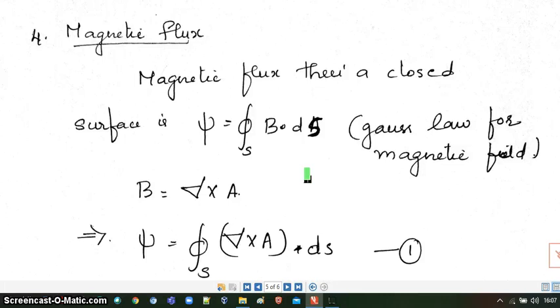Next we will see magnetic flux. This is similar to electric flux. Electric flux means electric field lines, and magnetic flux means magnetic field lines. Now magnetic flux through a closed surface, psi, is equal to the surface integral of B ds, and this is the Gauss law for the magnetic field.